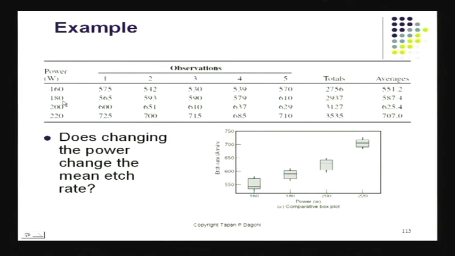When I change power setting to 180, I got an average of 587. When I change it to 200, I got an average of 625. And when I put power setting at 220 and I conducted 5 trials, I ended up with an average of 707. These are the effects that are turning out to be measured on that etching. Etching is really the process effect that I would like to be able to see.